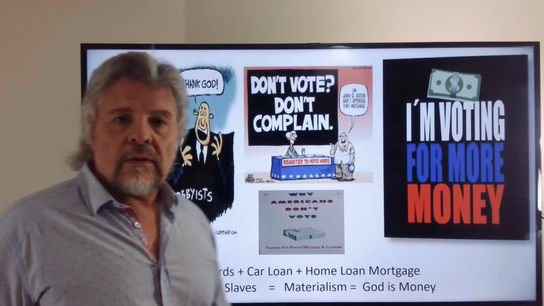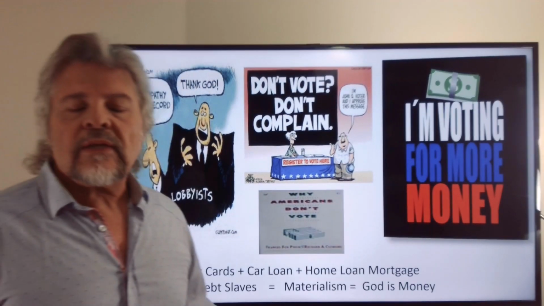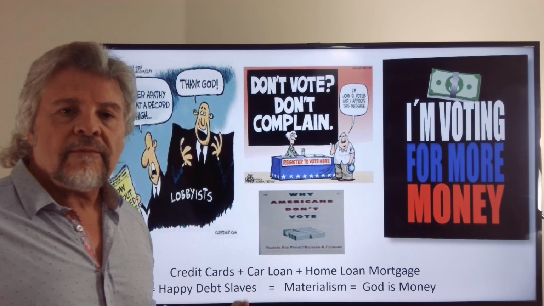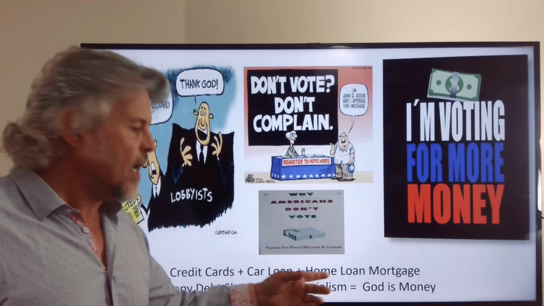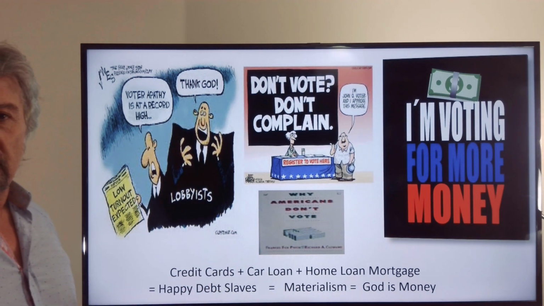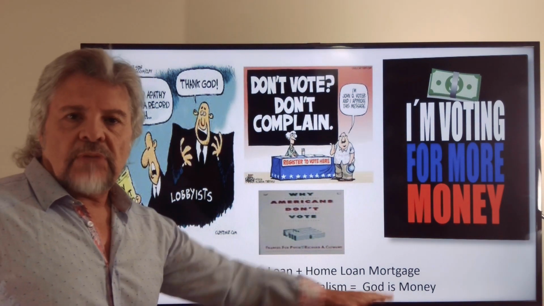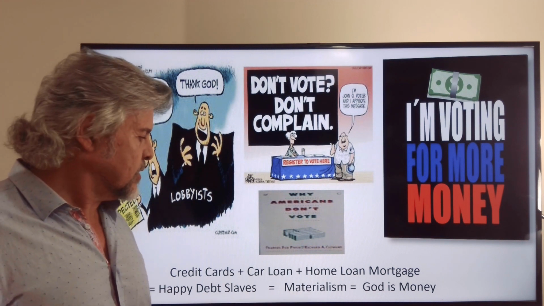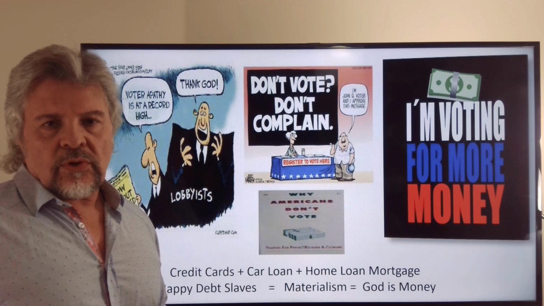And why? Why has this happened? The reason the United States has been so economically successful is because we have credit cards. We have credit cards and we have purchasing power. We have car loans. And we have home mortgages. And that makes us happy debt slaves. Just give me another credit card so I can melt that one down. The real God is money. God is money. Not all these religions, okay, and we're going to talk about the religions. And materialism is the religion of the world.